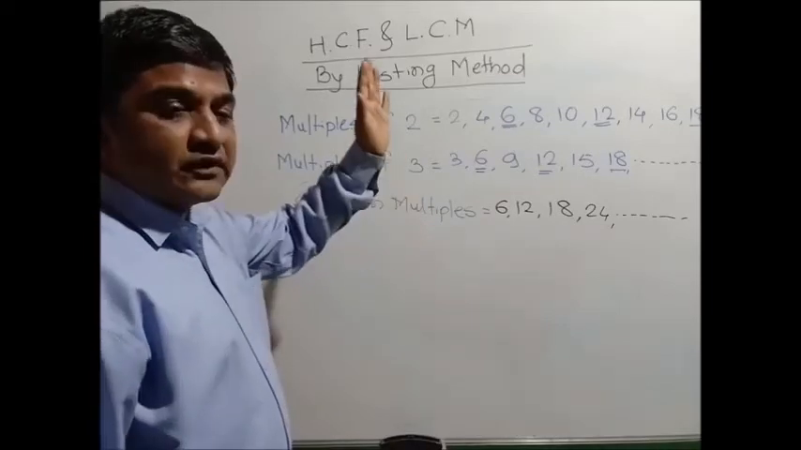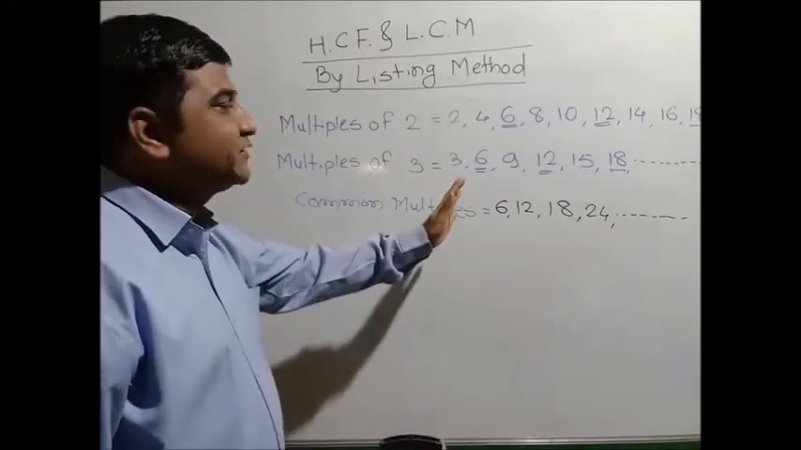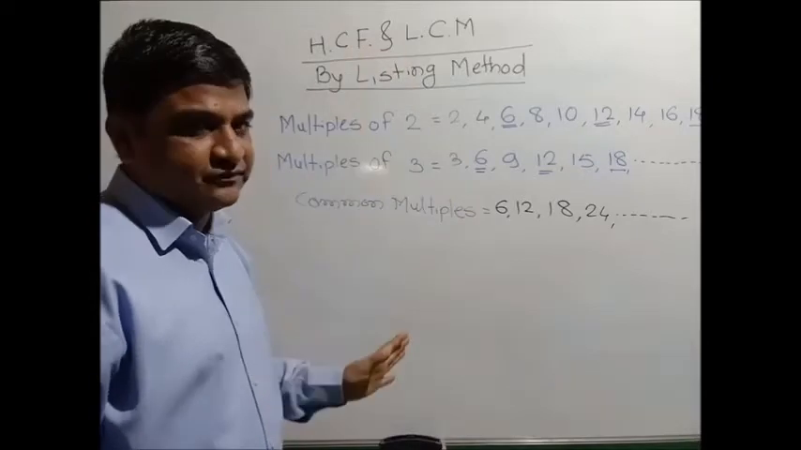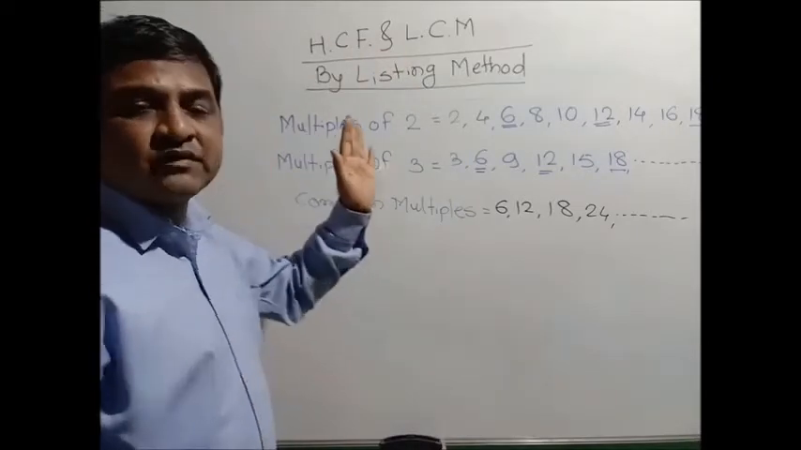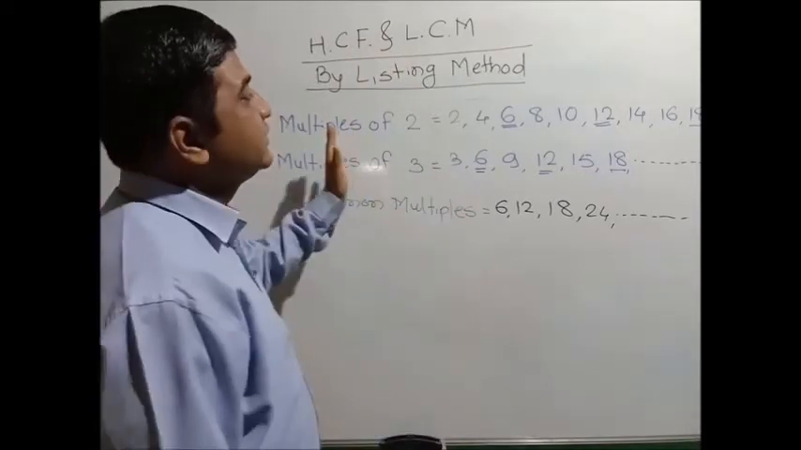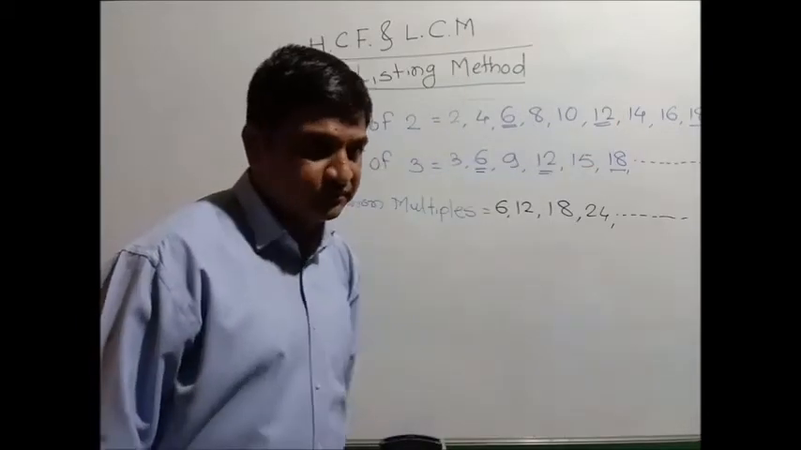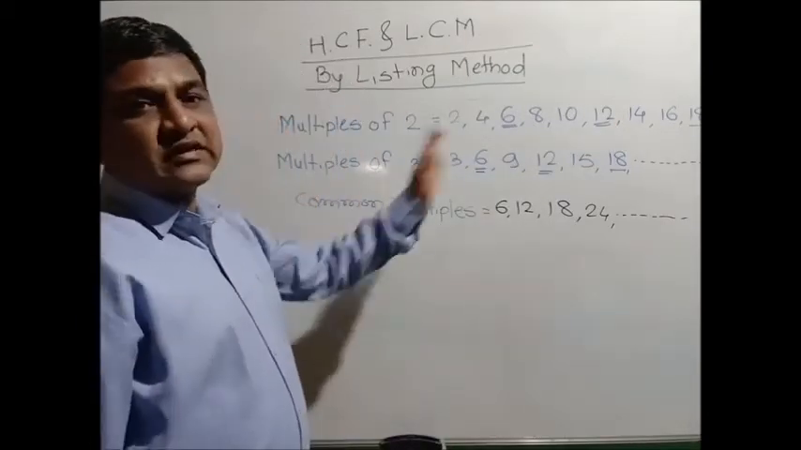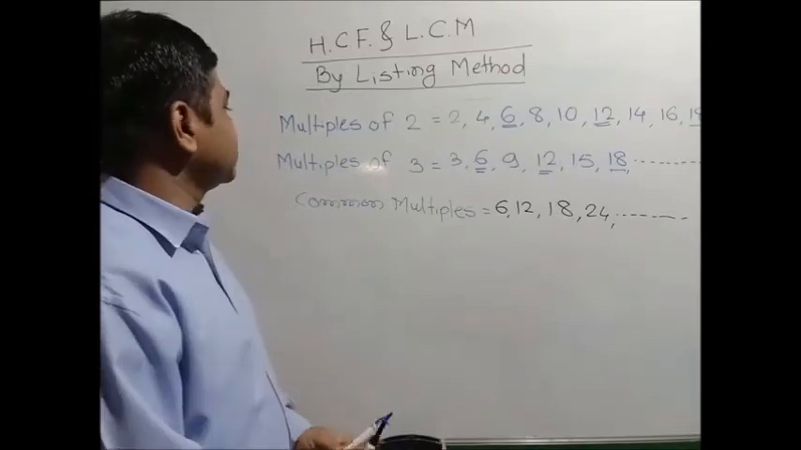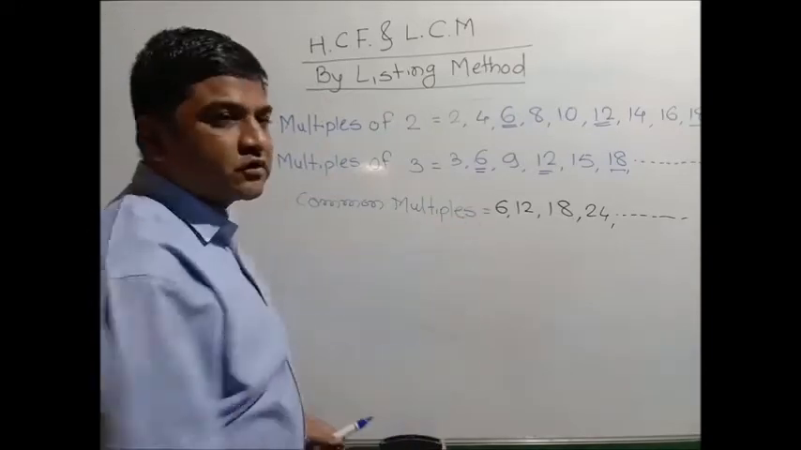Well, every number is a factor of itself and every number is a multiple of itself. We have a limited number of factors for a number, but an infinite number of multiples of a number. So these are a few differences between factors and multiples. Now we are talking about common multiples.